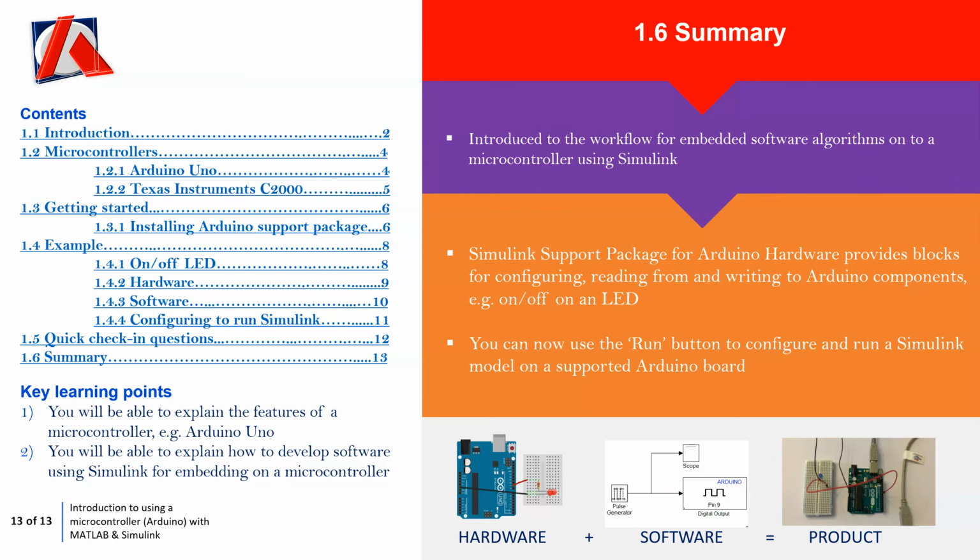In this case, for the example this week, we've got an input, which is the pulse generator, and that's effectively applying an alternating voltage to pin 9. Simulink will convert that straight to C code for you, so you avoid the software part. You've been shown the hardware plus the software and how that leads to a product. In terms of the key learning points, you should be able to explain the key features of a microcontroller, and how to develop software using Simulink for embedding on a microcontroller.